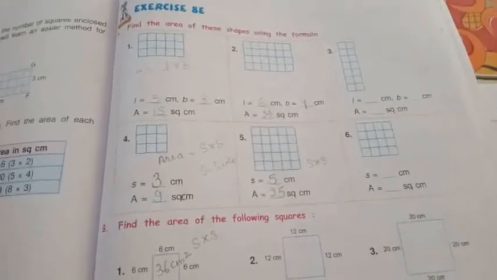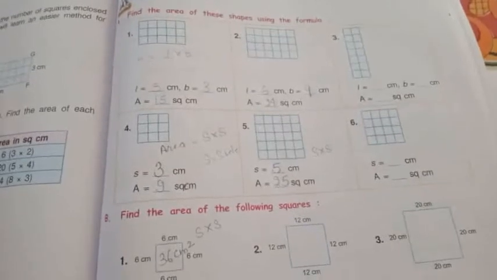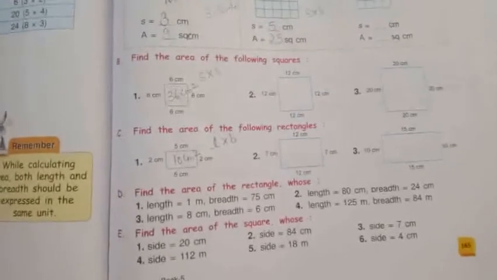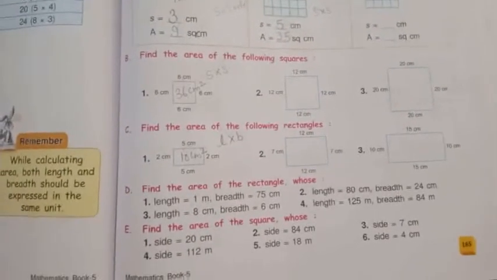You cannot multiply centimeter by meter. Both the units should be in centimeter, or both the units should be in meter. So before finding the area, you should check that the measurement units are the same for length and breadth. I hope you all have understood how to find the area of a rectangle and square.